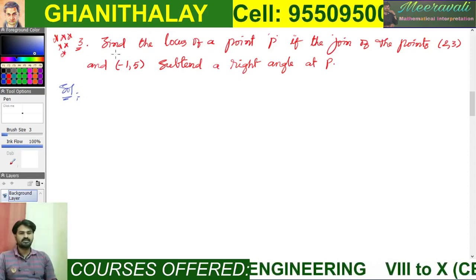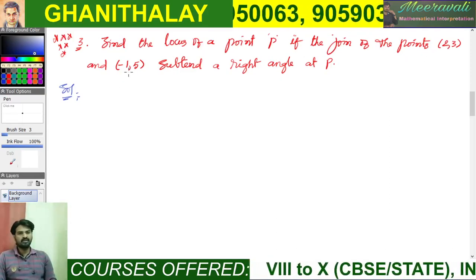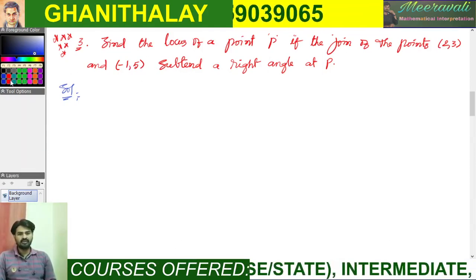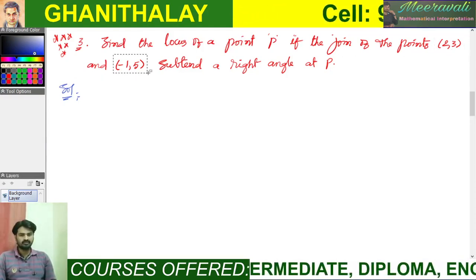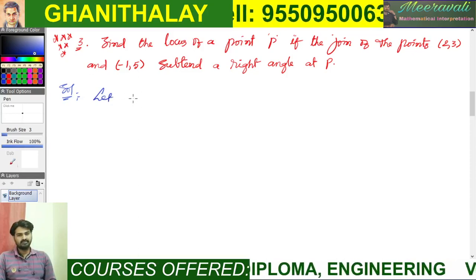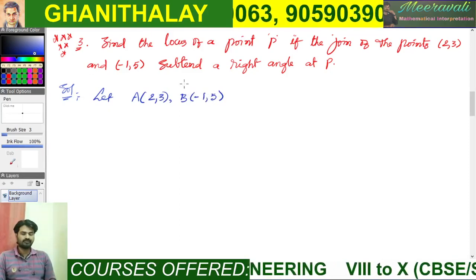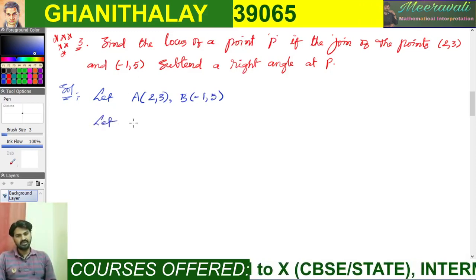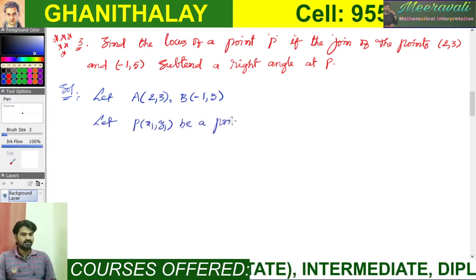Okay students, this is the problem here. Find the locus of a point P if the join of the points (2, 3) and (-1, 5) subtends a right angle at P. In this problem, first we have to write what is given. Here you have seen the points (2, 3) and (-1, 5). Let them be capital A and capital B. Let A be (2, 3) and B be (-1, 5). Next, P is the point on the locus. Let P(x1, y1) be a point on the locus.